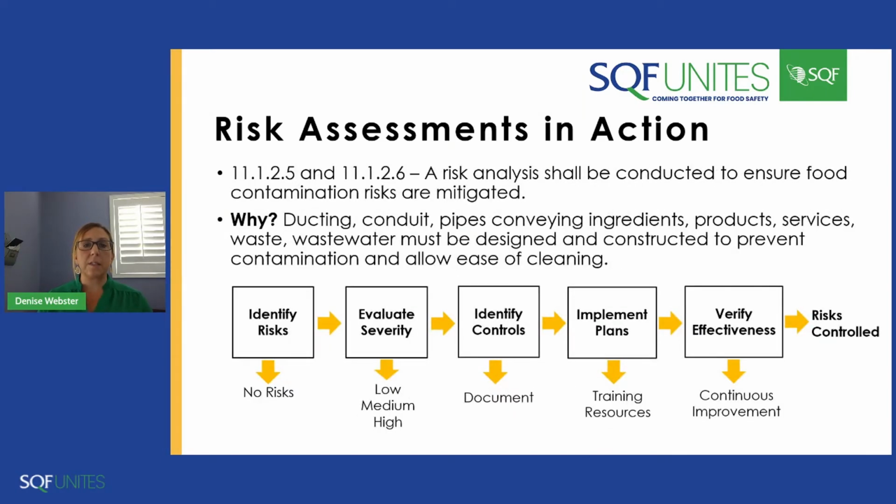So let's look at another risk assessment in action. We have clause 11.1.2.5.6, where we must conduct a risk analysis on the mitigation of ducting, conduit, pipes, conveying ingredients, etc. This is a new section of the clause. And we have to ensure that, one, we identify whether or not this is even a risk within our operation. Do you have ducting, conduit, or pipes that transport wastewater over top of product lines? Do you have a complex network?